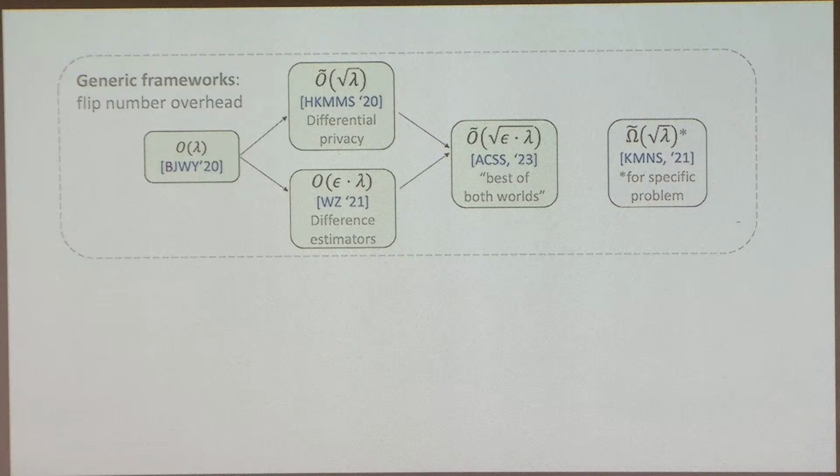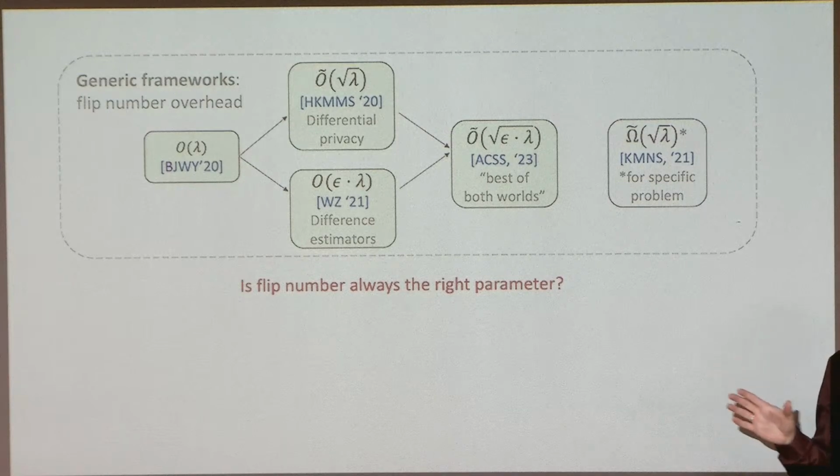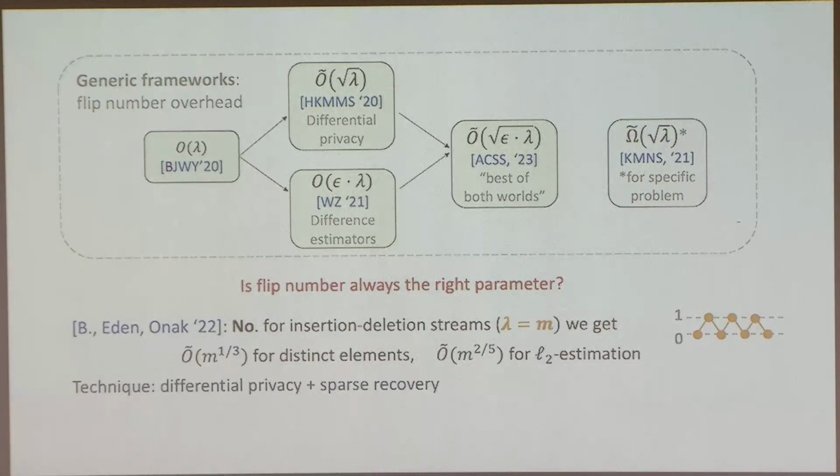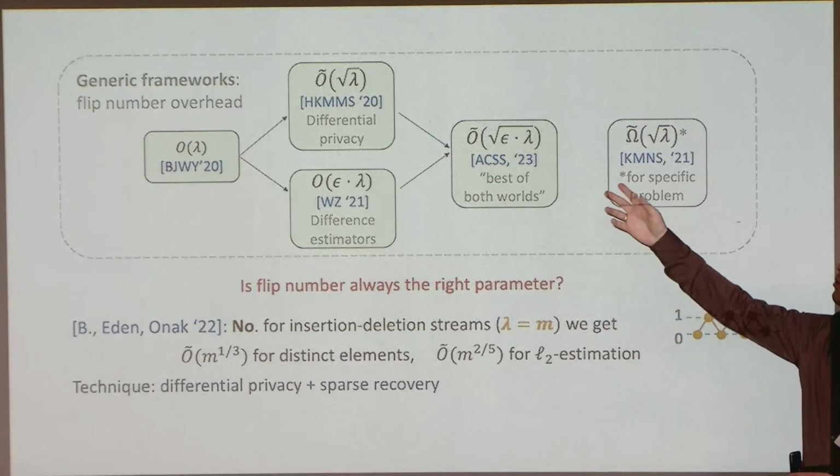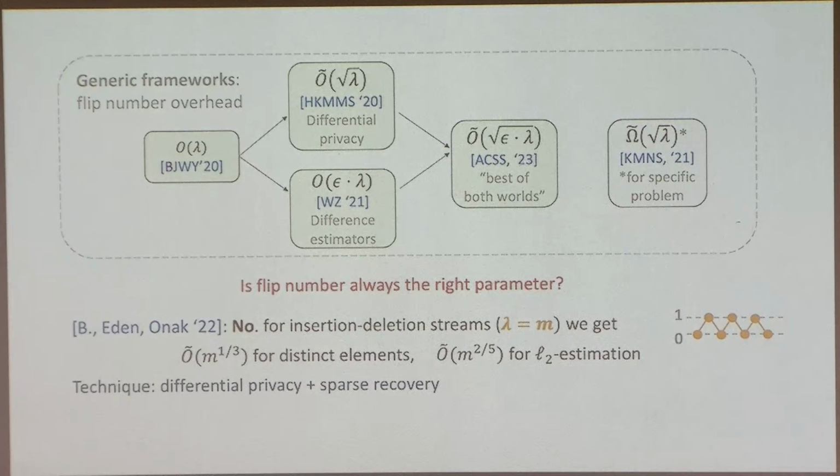We discussed these frameworks and their limitations. And I guess the question that we may ask now is whether the flip number is always the right parameter. Is this the parameter that determines what the space complexity is going to be? So the answer is, I guess, if the answer was yes, I would not have asked it. So the answer is no. So for example, for distinct elements and F2 estimation, you can improve upon this square root of flip number, this square root of the length of the stream. You can do some slightly better polynomial in M. So for example, M to the 1/3 for distinct elements, M to the 2/5 for F2.